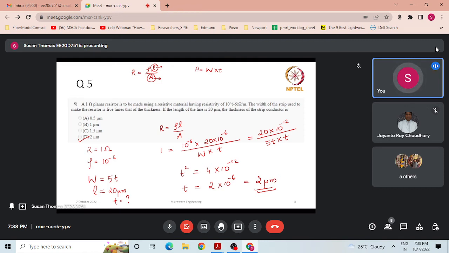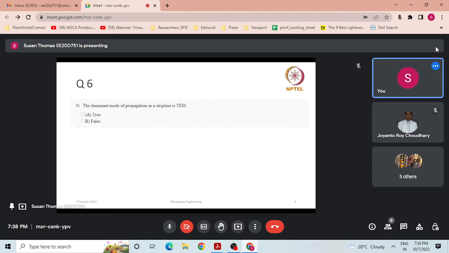So this was a question on realizing a resistor using a strip line. Hope this is clear. So this is one lumped element, realization of a lumped element using this integrated strip line technique. Okay, let me move to the next question if you don't have any doubts.